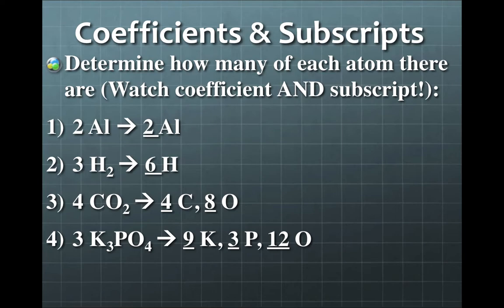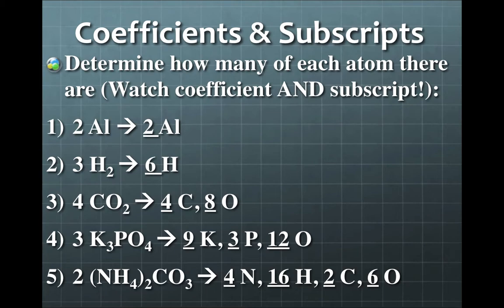3K3PO4. 3 times 3 gets me 9 potassiums. 3 times 1 gets me 3 phosphorus. 3 times 4 gets me 12 oxygens. Now, number 5 is the tricky one. This is where you've got to distribute subscript and coefficient.